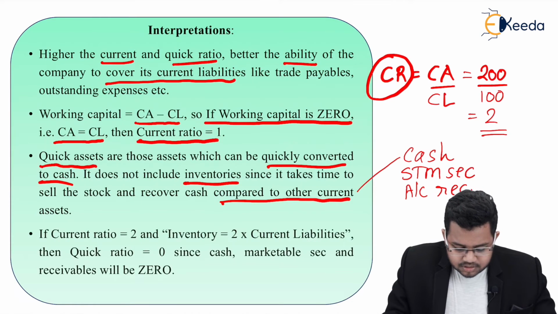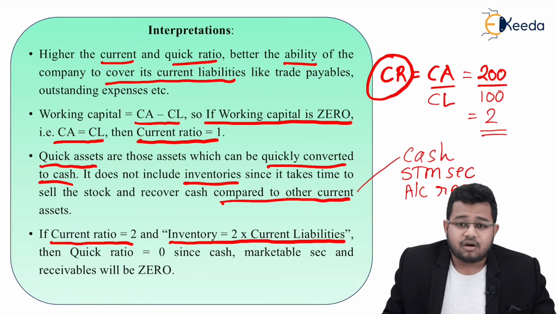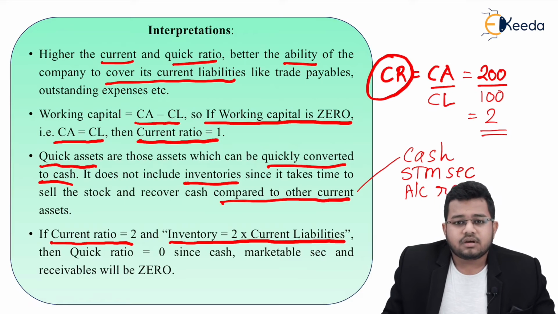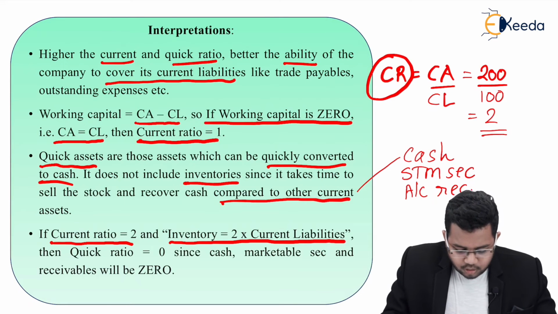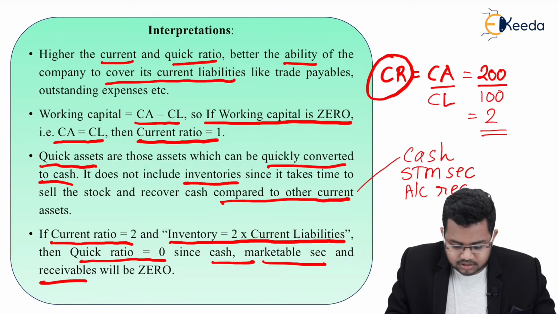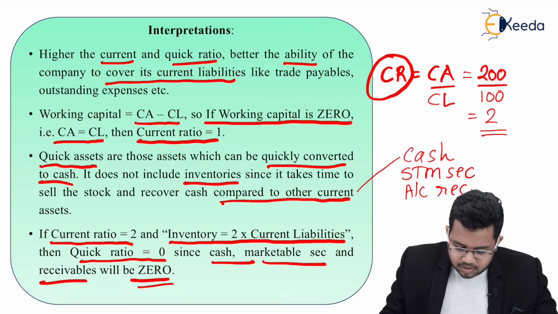If current ratio is equal to 2 and inventory is equal to 2 times current liabilities, now focus on this equation. If current ratio is 2 and inventory is 2 times current liabilities, then quick ratio will be 0 since cash, marketable securities and receivables will be 0. You can mathematically prove this if you remember the formula. I'll note it down here.